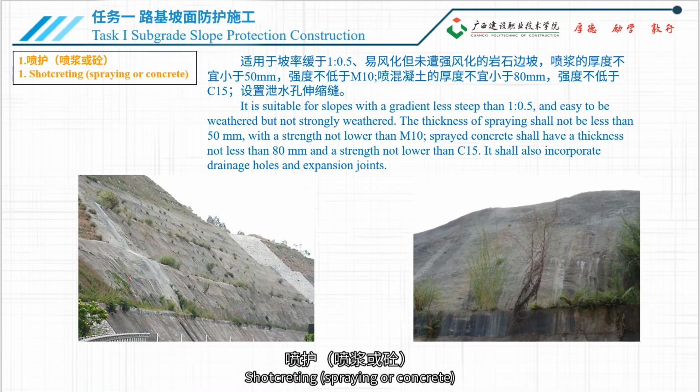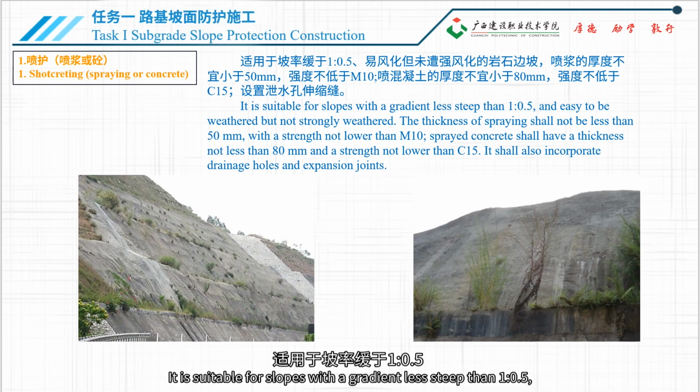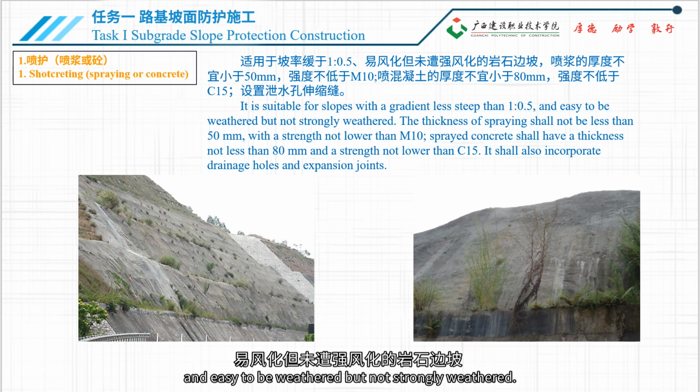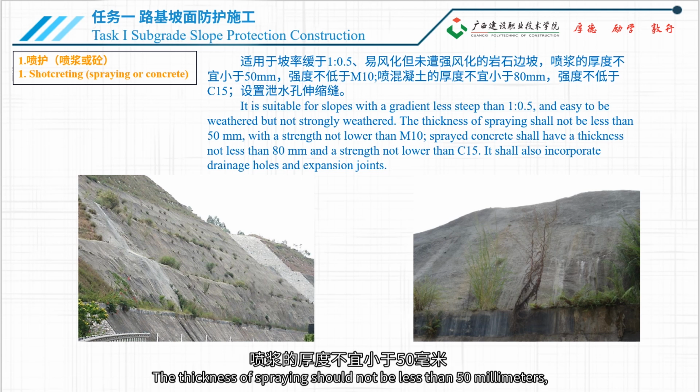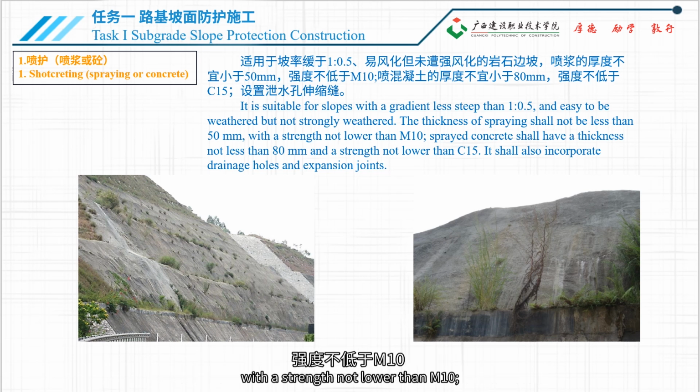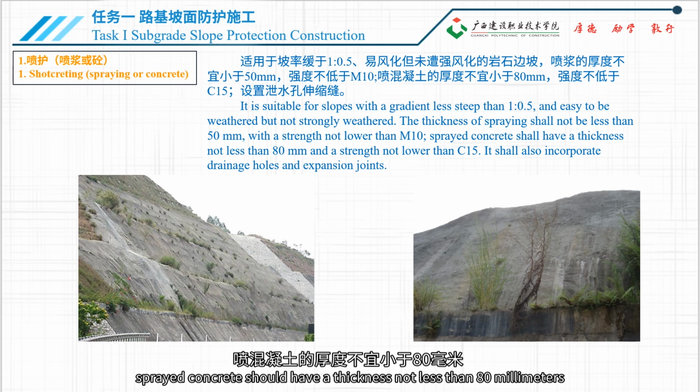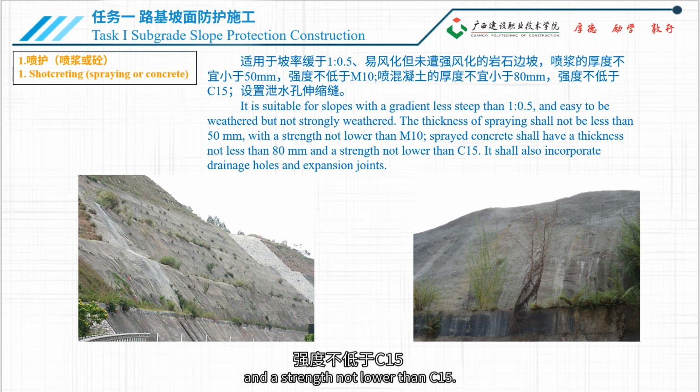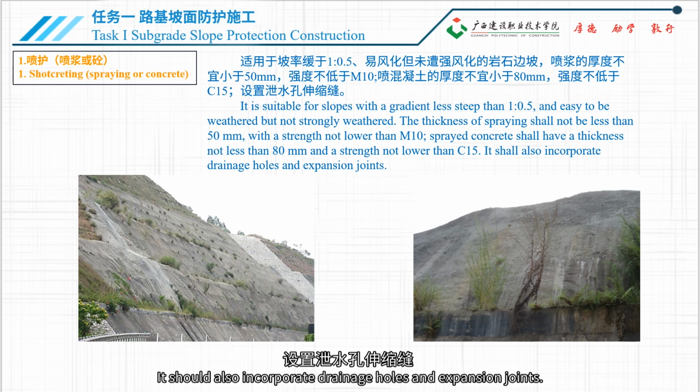Shotcreting, spraying or concrete. It is suitable for slopes with a gradient less steep than 1 to 0.5 and easy to be weathered, but not strongly weathered. The thickness of spraying should not be less than 50 millimeters, with a strength not lower than M10. Sprayed concrete should have a thickness not less than 80 millimeters and a strength not lower than C15. It should also incorporate drainage holes and expansion joints.